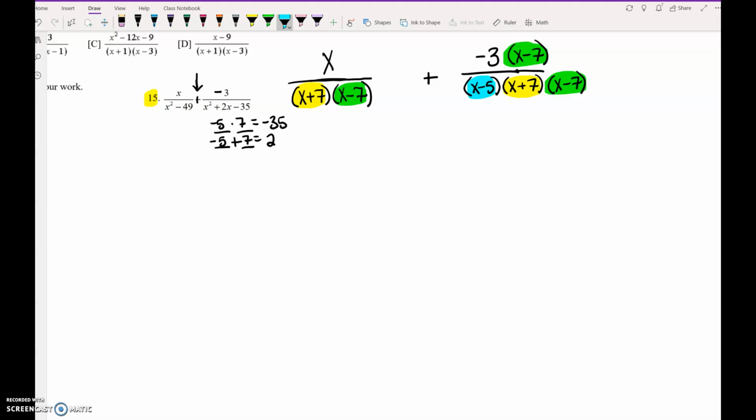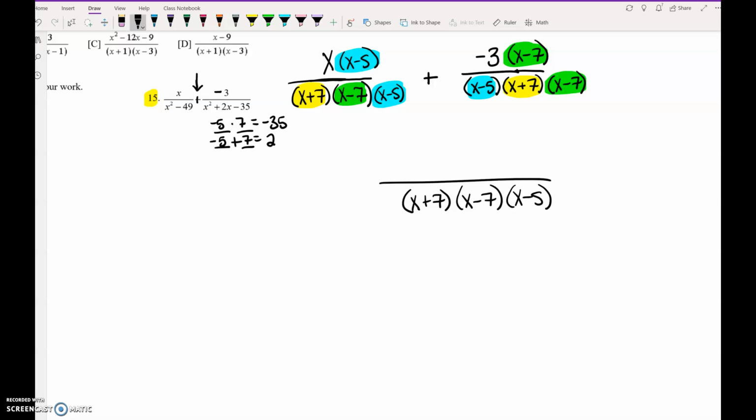Now the right one has an x minus 5. The left one needs that. And the order of the bottom does not matter. Our common denominator is yellow, green, and blue. So our denominator needs to have x plus 7, x minus 7, x minus 5.